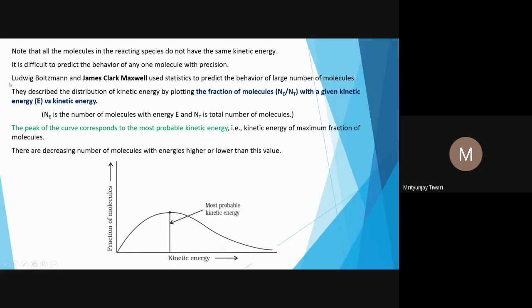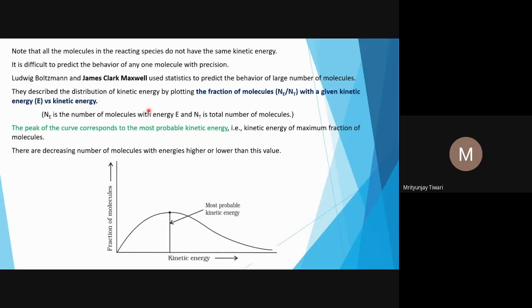So Ludwig Boltzmann and James Clerk Maxwell used statistics to predict the behavior of a large number of molecules. They did not focus on identifying the molecules because it was very difficult; they are very tiny. So they said, okay, we can predict for the large number of molecules. Maybe these molecules may be changing, their energy might be changing from time to time, but the overall behavior of the large number of molecules we may predict, and that is what they did.